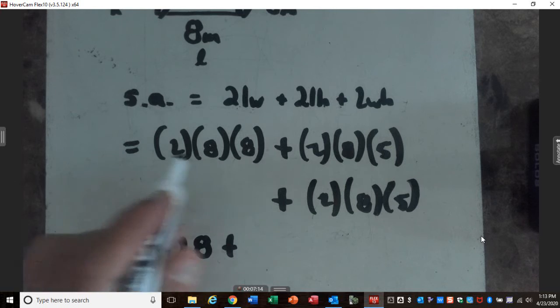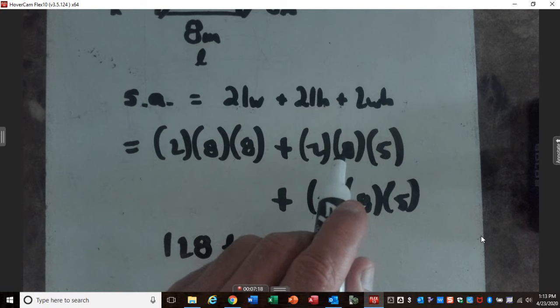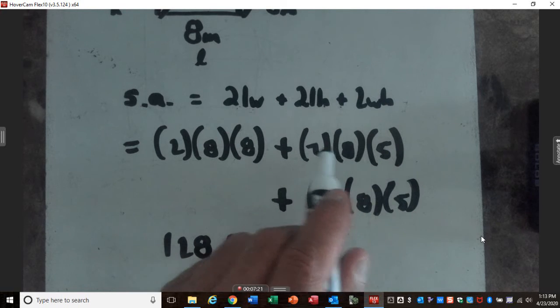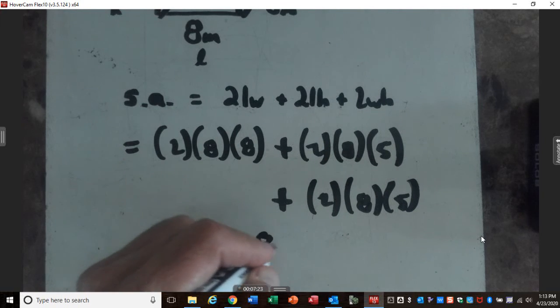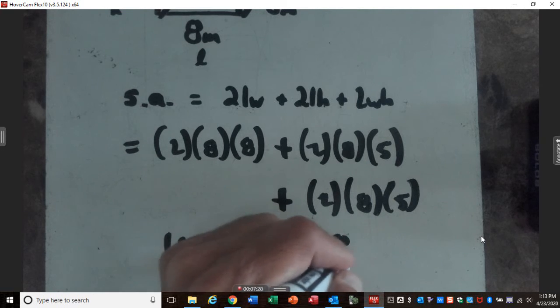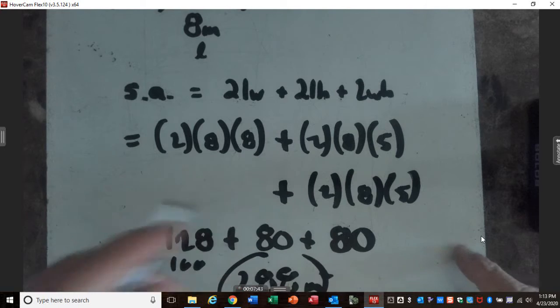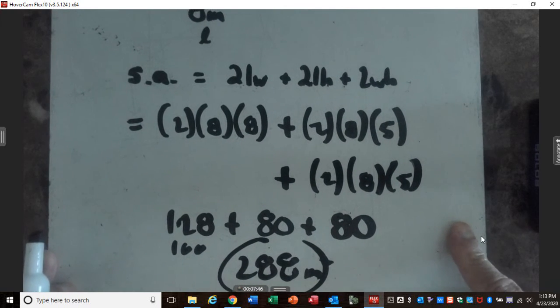If this was a quiz, I would want to see all this work. This is good practice for geometry. 2 times 8 times 5 is going to be 80. And then 2 times 8 times 5 is also 80 again. Okay, so add them all up. You got 128 plus 80 plus 80. 80 plus 80 is 160. So we'll go 288 square meters. We'll always circle our answer, and we are done.